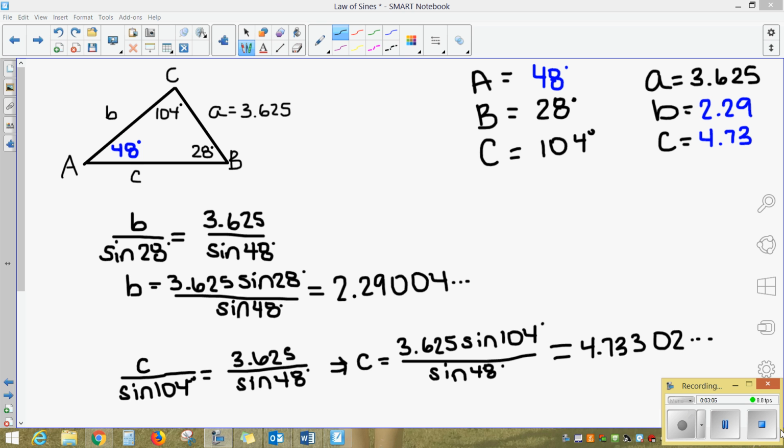All right, so 2.29 is what we got for side B, and side C has length 4.773 once we've rounded it.